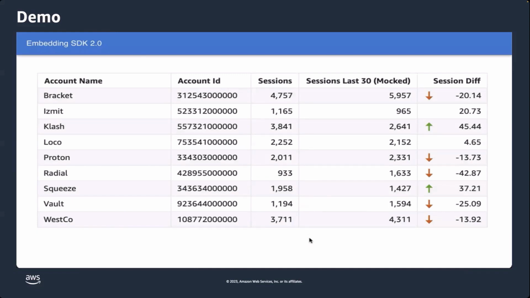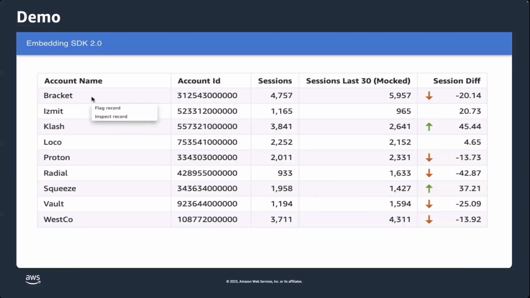This table displays the total monthly sessions for each account compared to the previous 30 days and calculates the percent difference between the two. For the purpose of this demo, I need to review this table and identify accounts that I would like the technical account managers to reach out to so they can investigate the decreased usage further. For example, I want to take a look at Bracket, but first I need a bit more information.